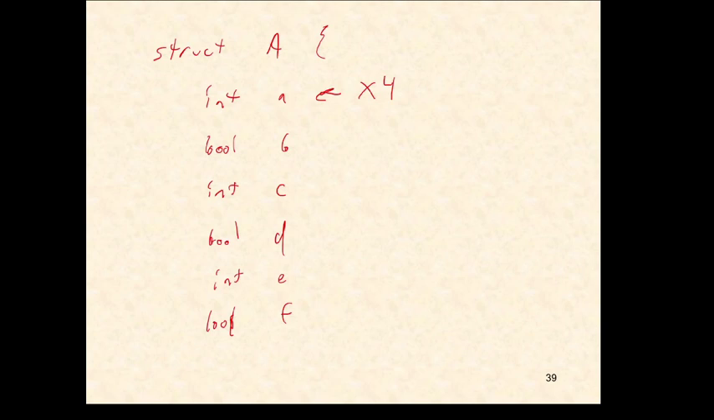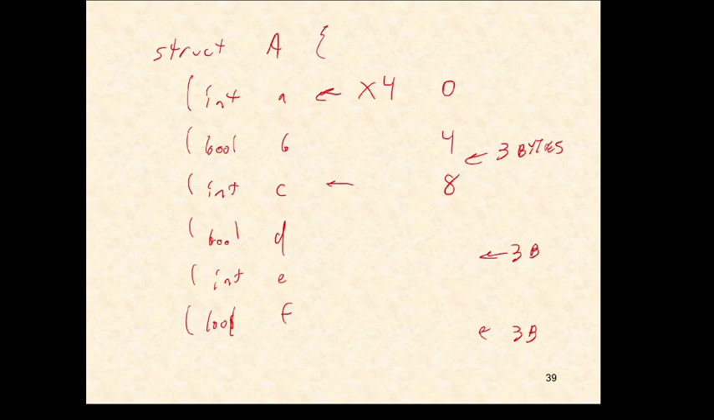So let's just say this starts at address 0. Then this one takes 4 bytes. This one goes at address 4. This one must go at address 8, which means there's 3 bytes in here wasted. And then I've got an integer, I've got a Boolean, I've got another 3 bytes wasted. Then I've got an integer, I've got a Boolean, I've got another 3 bytes wasted. So this structure takes up basically 1, 2, 3, 4, 5, 6. 6 times 4 is 24.